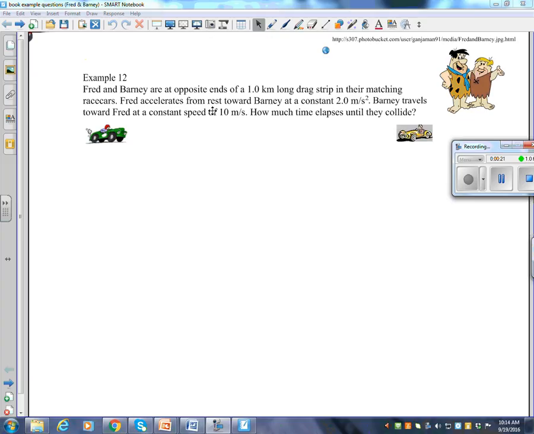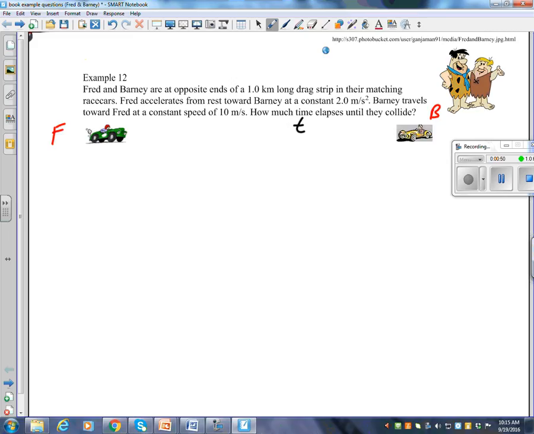So it's completely contrived, completely made up, simply for the purpose of giving you an example of this style of question. How much time elapses until they collide? So let's just say that Fred is over here and Barney's here. Would it work the other way? Absolutely, right? What is the actual question? How much time? We're solving for time.